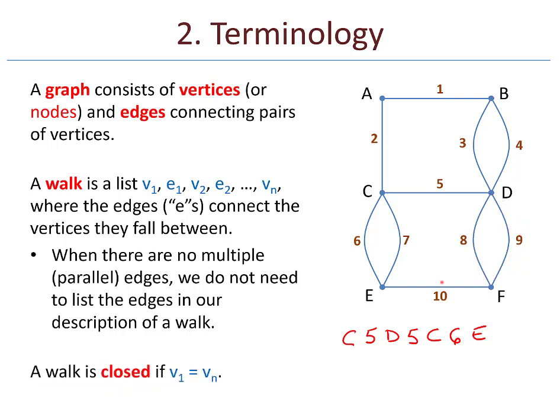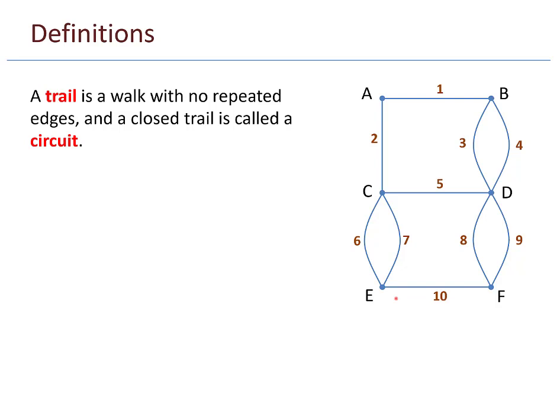And finally, we say a walk is closed if the beginning vertex equals the ending vertex. So maybe, actually, if I just stop it right at the beginning, how about that? There we go. There's a closed walk. A trail is a walk with no repeated edges, and a closed trail is called a circuit.